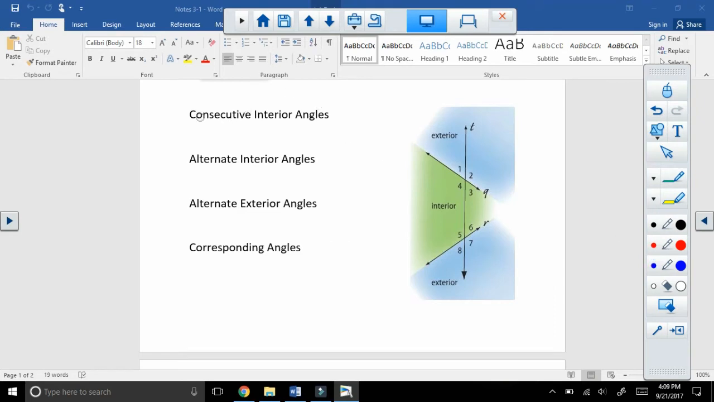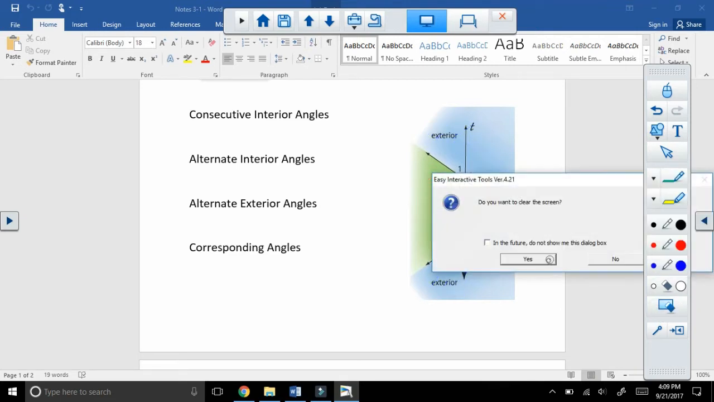This next part, these are 4 pieces of new vocabulary. It kind of looks like a lot, but if you can think about what the difference between interior means, interior being like between things, so between the lines, and exterior being not in between the lines, it kind of cuts the vocabulary in half, so it might not be quite as bad as it originally looked.